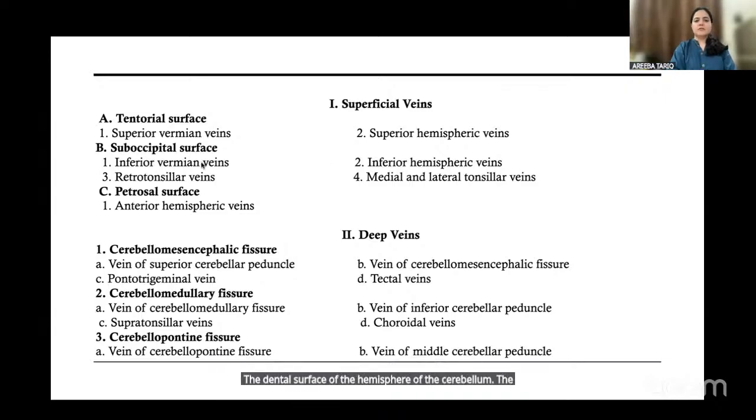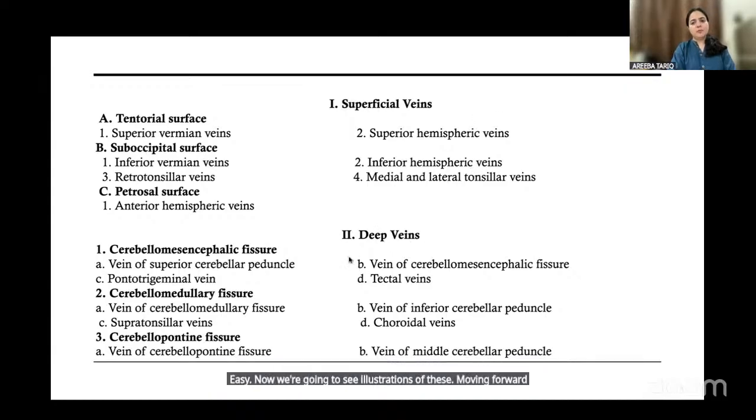The suboccipital surface consists of inferior Vermean veins and inferior hemispheric veins, just like the tentorial surface. However, we have 2 other veins here, like the retrotonsillar vein. Retro means behind, so it's behind the tonsil, and medial and lateral tonsillar veins, because tonsils are present on the suboccipital surface. Now the petrosal surface is supplied by only one vein, which is the anterior hemispheric vein. Easy. Now we're going to see illustrations of these.